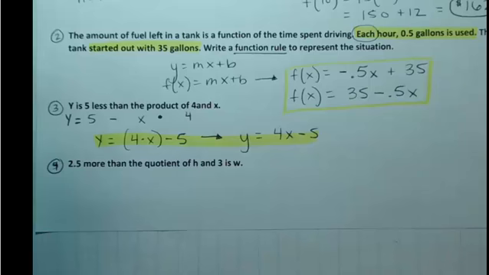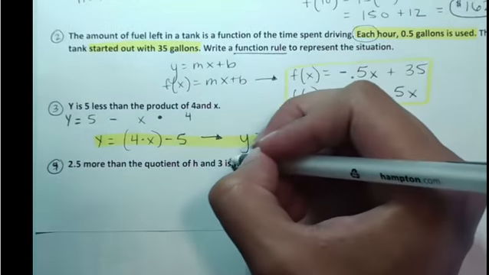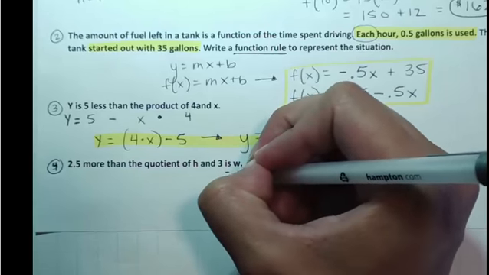Okay, number 4, 2.5 more than the quotient of h and 3 is w. So again, I always identify is w means equals w.